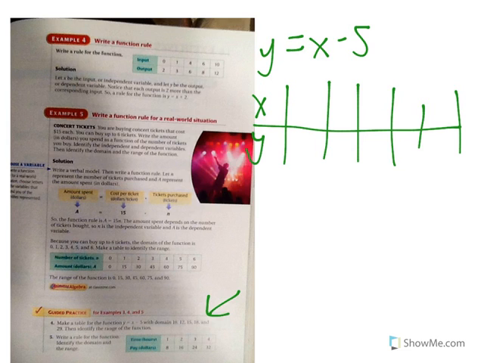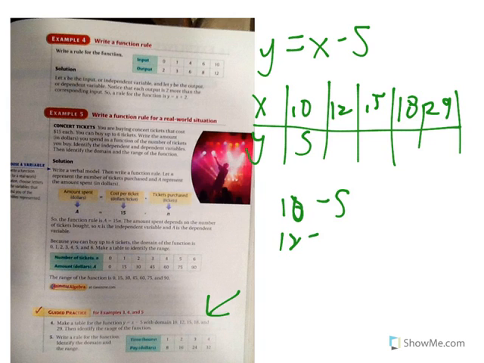It's going to be 10, 12, 15, 18, and 29. Okay, so now we're just going to do 10 minus 5, because if we plug in 10 for the value of x, that's just going to be 5. 12 minus 5 is going to be 7. And you can figure this out. 18 minus 5 is going to be 13. 29 minus 5 is going to be 24.